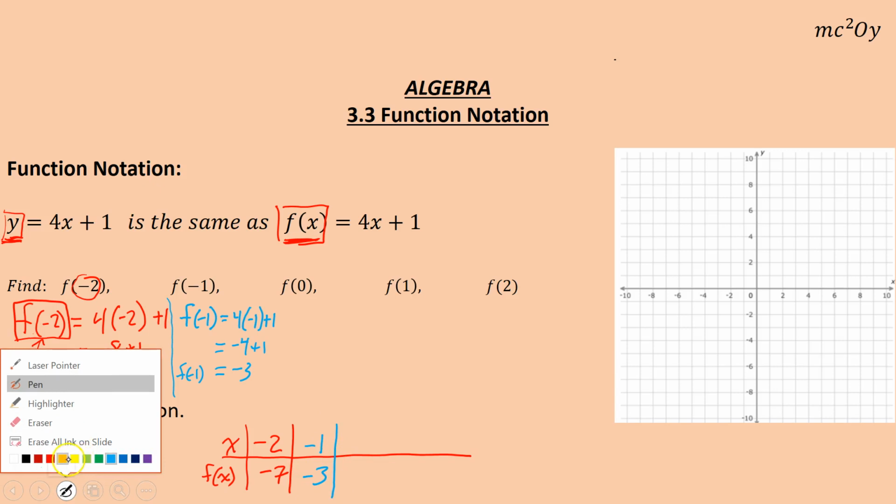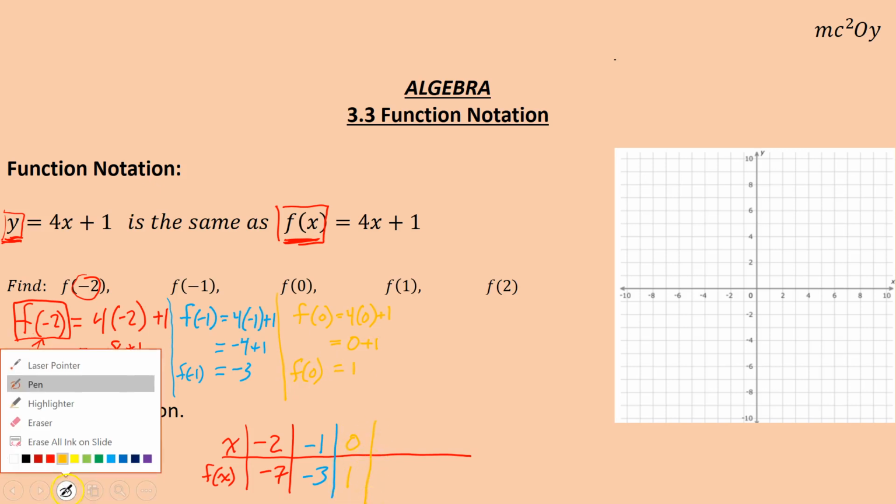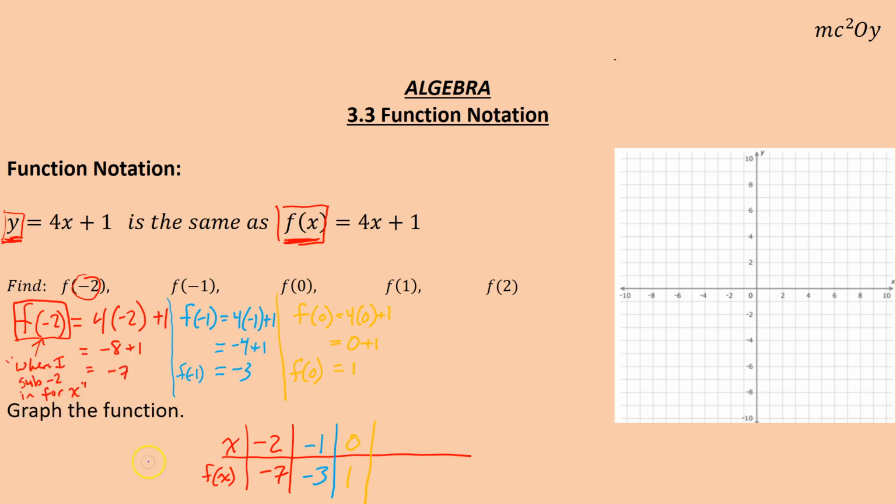All right, and then we can try another one here, f of 0. So f of 0 is equal to 4 times 0 plus 1. That's going to be 0 plus 1, or 1. So f of 0 is equal to 1, so we put 0 in, we get 1 out. All right, and now we try a different one here. Let's go ahead and separate this.